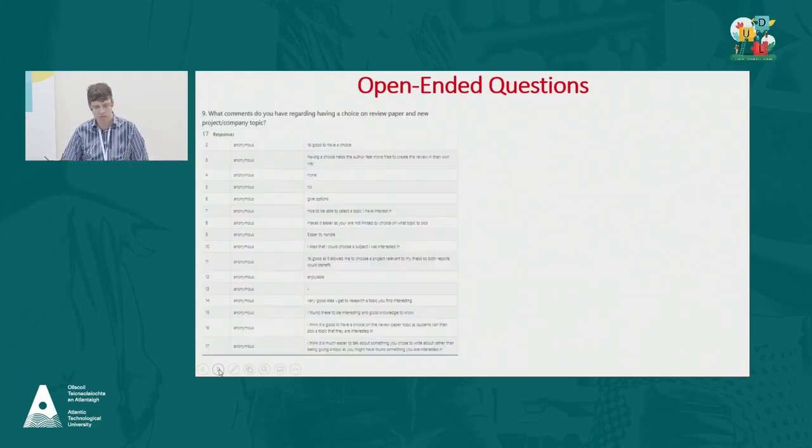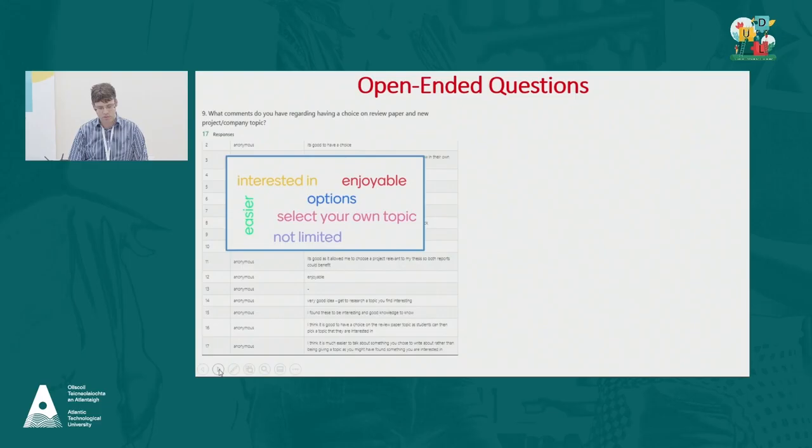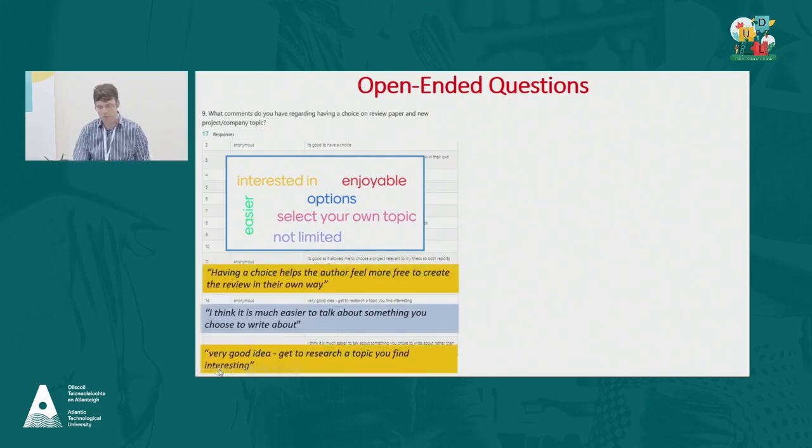Open-ended questions. What comments do you have regarding a choice on the review paper? So just plucking out some of the headings in there, they liked having the option. They found it very enjoyable. They were interested in having that option as well. They liked being able to select. They found it easier, and they found it not limited. And some of the quotes from the students were: having a choice helps the author feel more free to create the review in their own way. I think it's much easier to talk about something you choose to write about. A very good idea to get a research topic you find interesting.